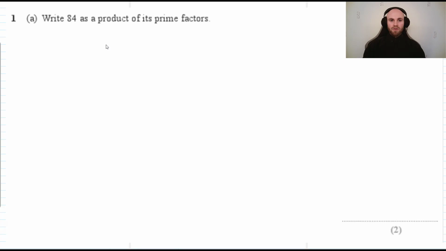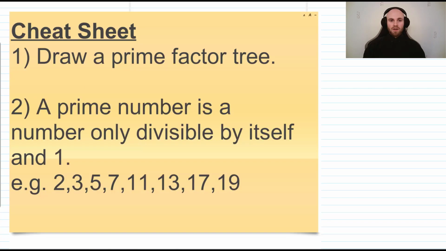So question 1a, write 84 as a product of its prime factors. So let's go straight to the cheat sheet. What we are going to do is draw a prime factor tree. And something else to note, if you aren't familiar with this already, a prime number is a number only divisible by itself and 1. We have some examples there.